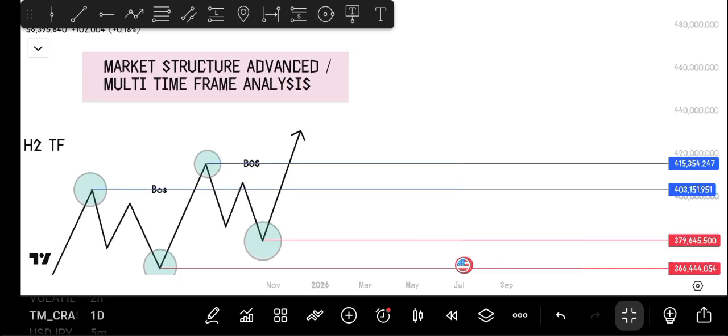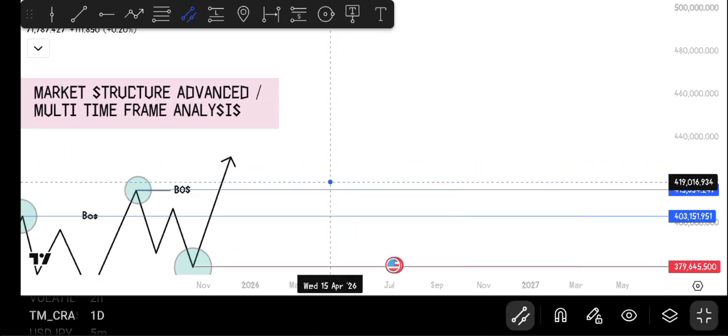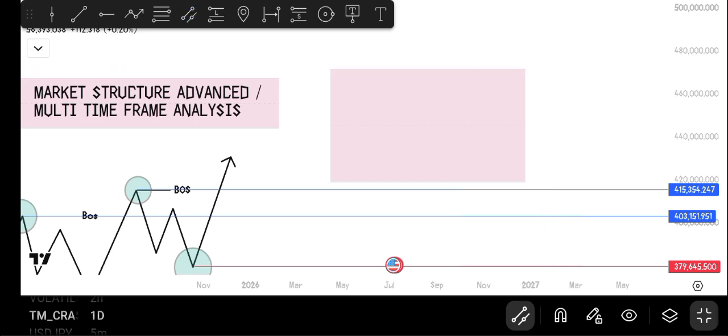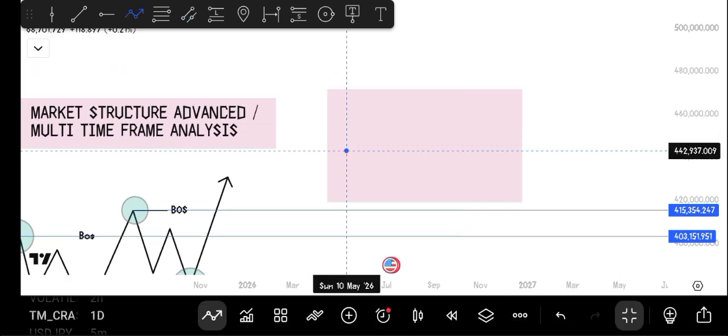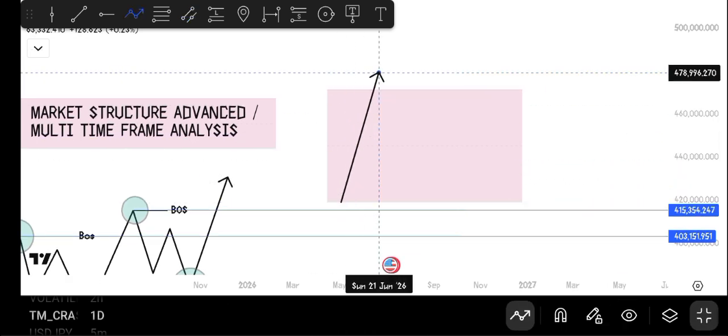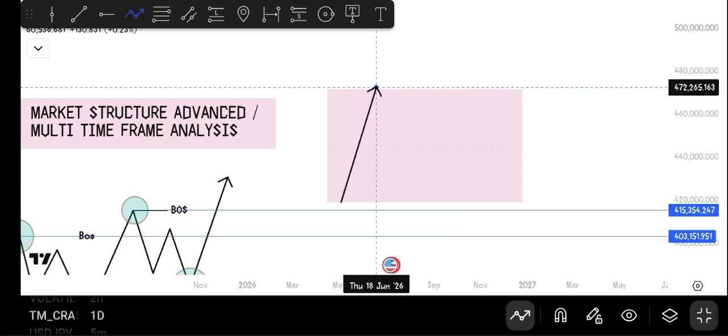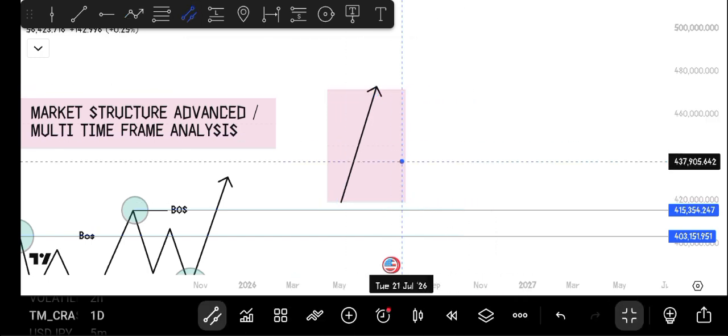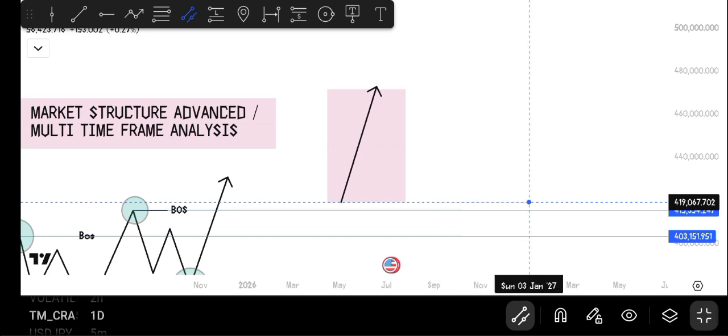Let me explain something for you. Let's say we have a range, let me use a box right here. So we have this box right here. Now on the daily time frame you might see something like this. You might see something like this on the daily time frame, just like this. And let me mark another box right here.